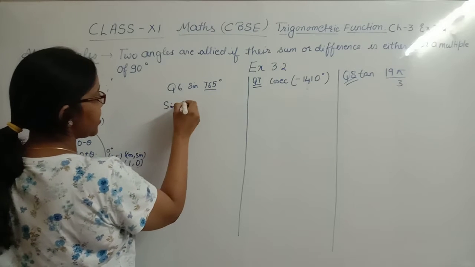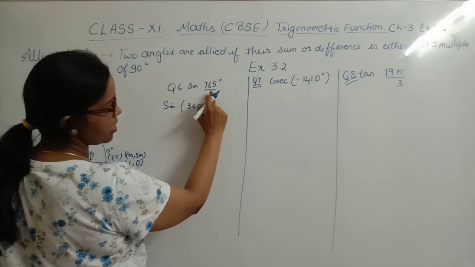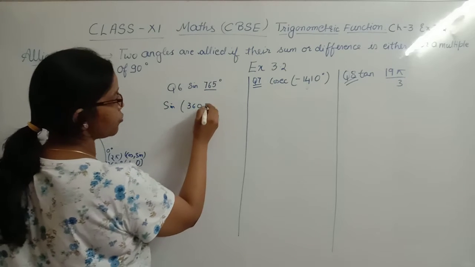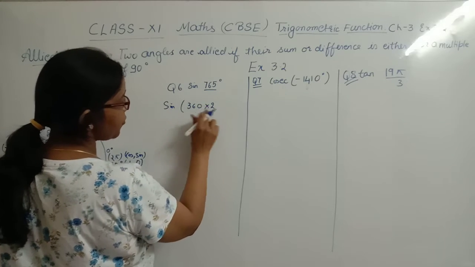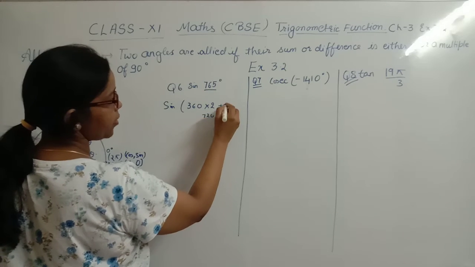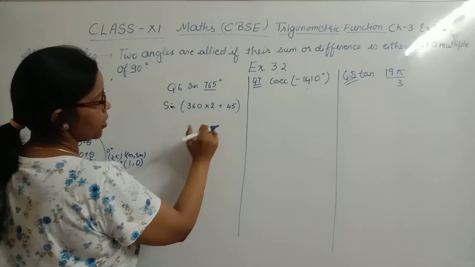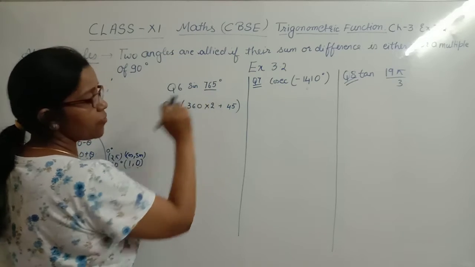So I can write it as sine 360. What should multiply to 360 to make it either equal to this or closer to this? I know that 2 times will give you 720, and if it is 720, what should be added to this? 45 to make it equal to 765. So now 720 plus 45 will give you 765.